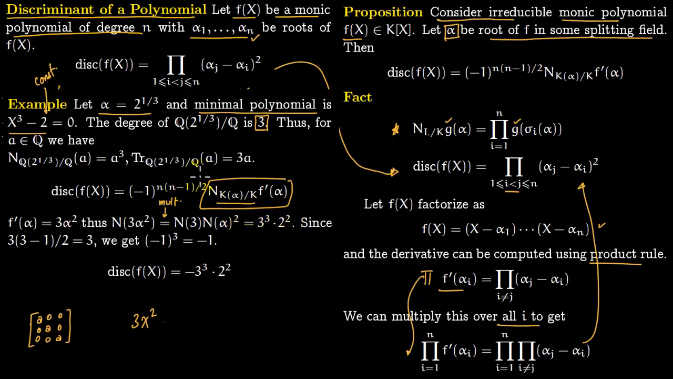So now we have to worry about this first part. Since n is 3, you plug in 3, you get this as 3. So minus 1 to the power of 3 is minus 1. So this becomes minus 1. So the discriminant becomes minus 3 cubed times 2 squared. And this is precisely what we computed with the previous method.